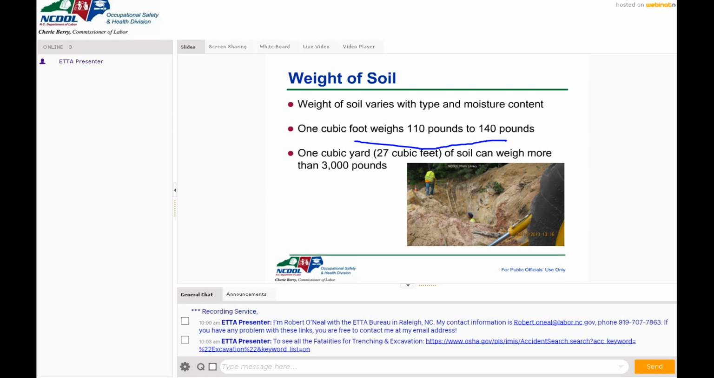Now, does anybody see anything wrong with this particular photo? Anybody want to chime in on this? And this is typically what we run across when we're out on a job site. All right, you've got no protection anywhere in there for that particular person that's down in there. At least they do have a ladder down there to get the person out.